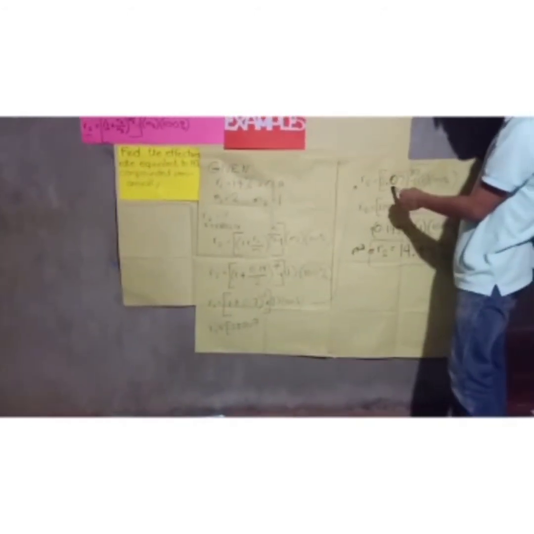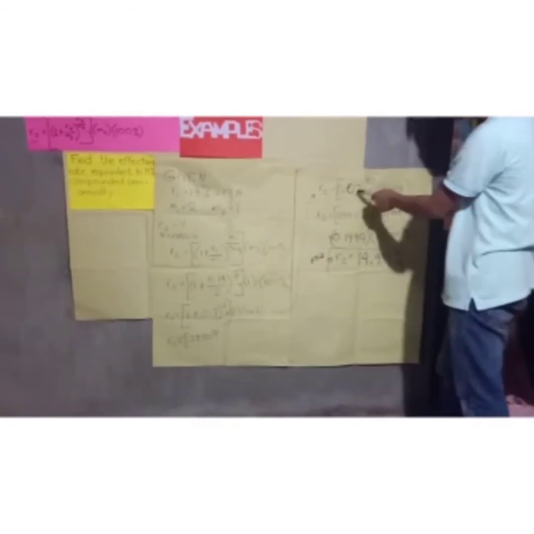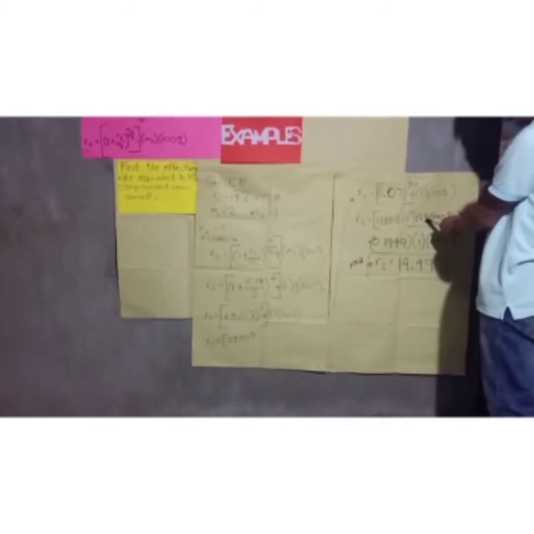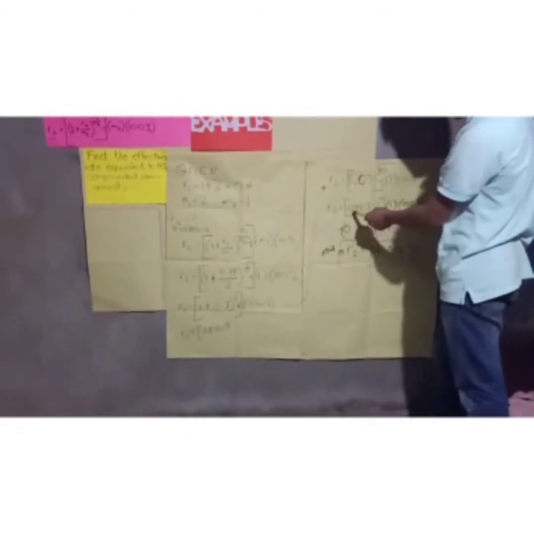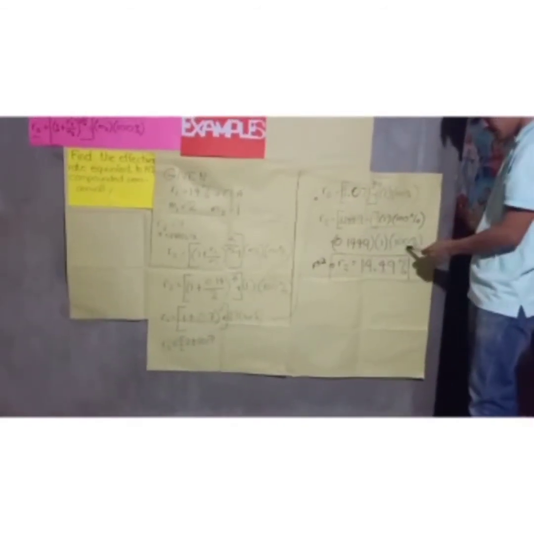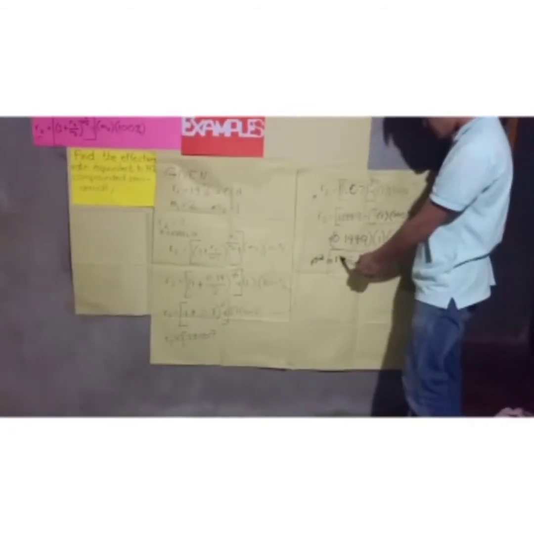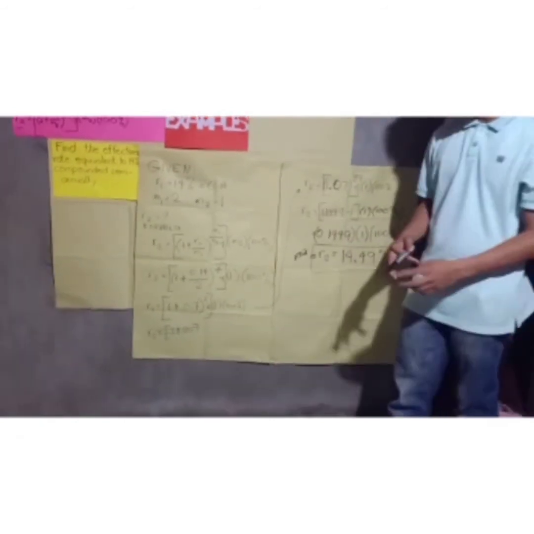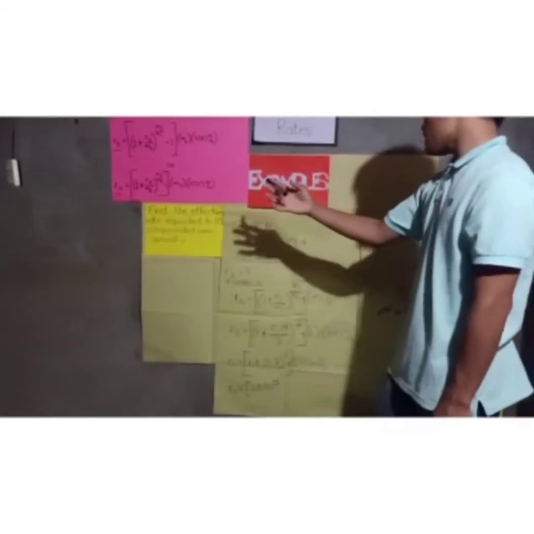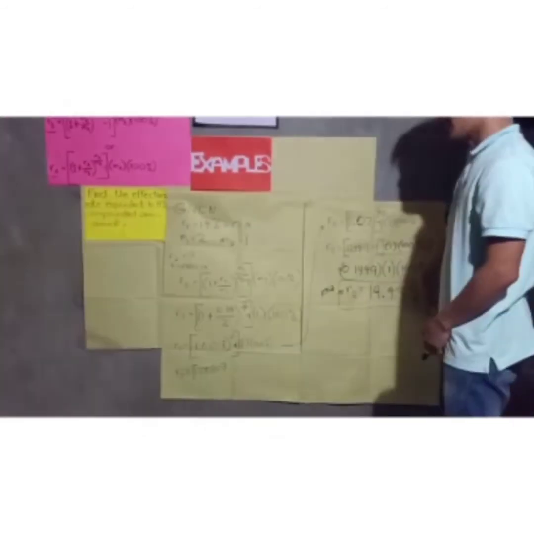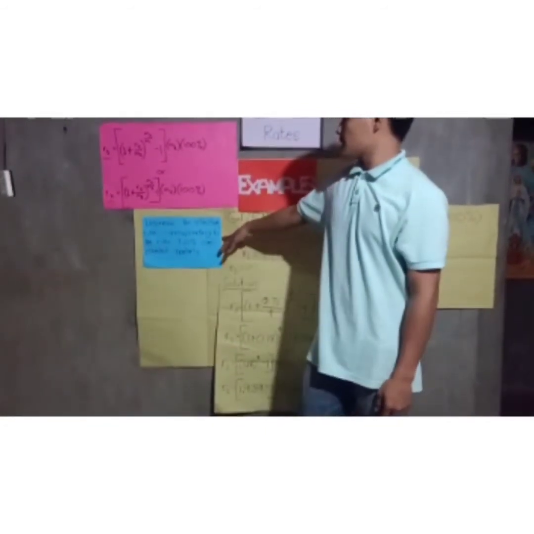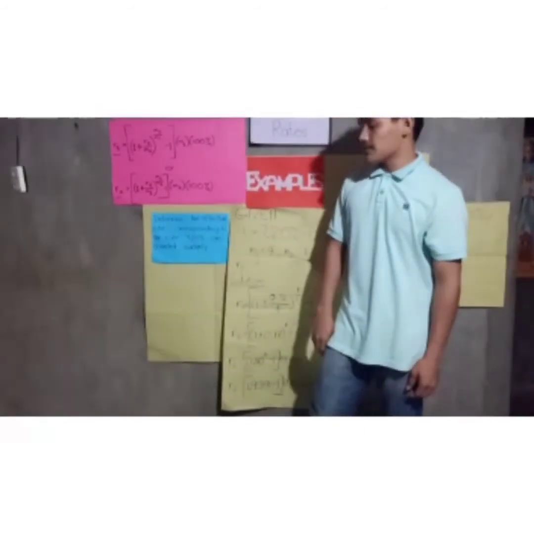Then 1.07 squared is 1.1449, minus 1, multiply to 1, multiply to 100%. 1.1449 minus 1 is equal to 0.1449, multiply to 1, then multiply to 100%. And our R sub 2 is 14.49%. So our effective rate that is equivalent to 14% compounded semi-annually is 14.49%.